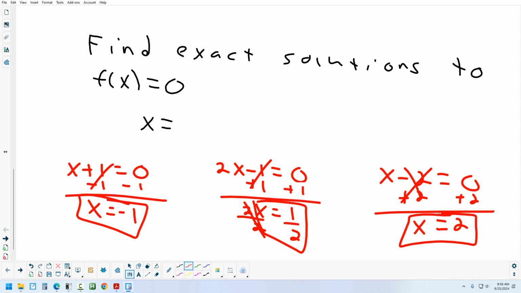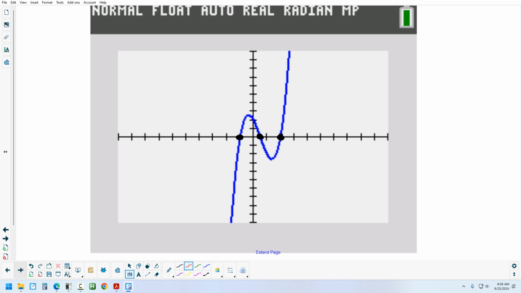So I get -1, 1/2, and 2. Look at this graphic. What do you notice about the 3 numbers that I just said? -1, 1/2, and 2. Those are all where they intersect on the next one. Those 3 numbers that we just got are the 3 values that tell us where it crosses the x-axis.